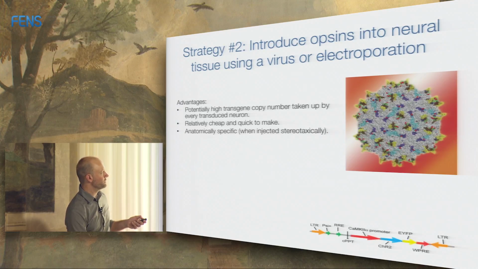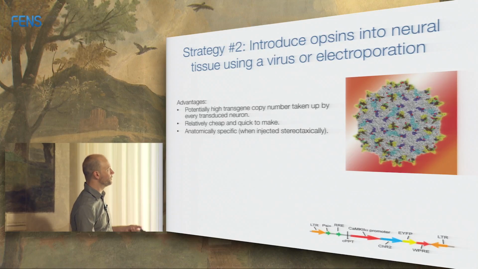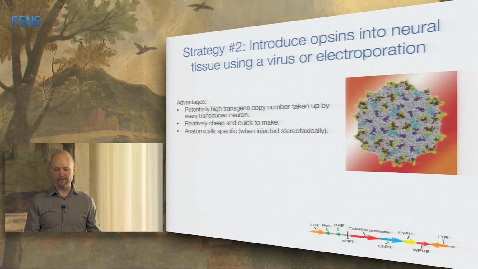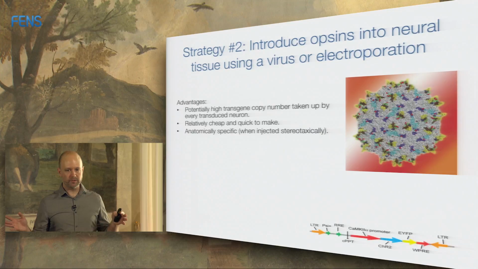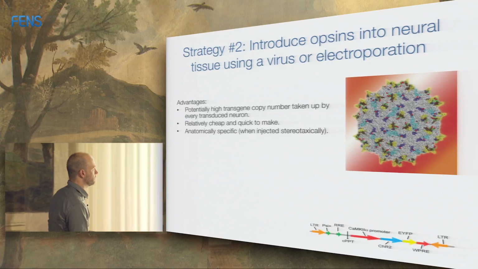The nice thing about viruses, in addition to the ease of working with them, is that you can get a high transgene copy number in each cell. So each transduced neuron typically takes up many copies of the virus, so it's not just like one viral molecule per cell. Viruses are cheap and quick to make. In most cases, we don't even make them in our lab. There's core facilities at a number of different universities all over the world that can basically make these, and you can just go onto their website, figure out which one you want, order the ones you need.